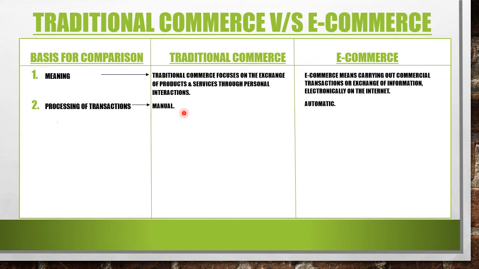Okay, now the next comparison is based on accessibility. In traditional commerce you can access only for a limited period of time. There will be a time limit. Shops are not open 24/7. Do shops open 24/7? No, they are always open for a limited period of time, for example from morning 10 to evening 10 p.m. Like this there will be a time limit in case of traditional commerce.